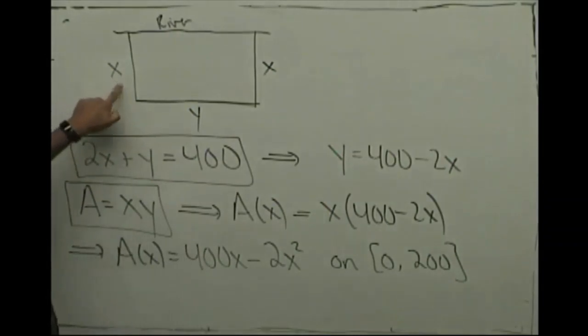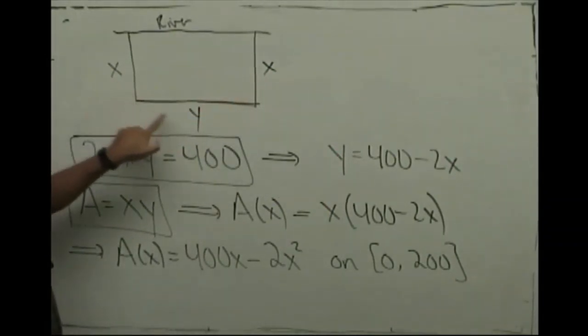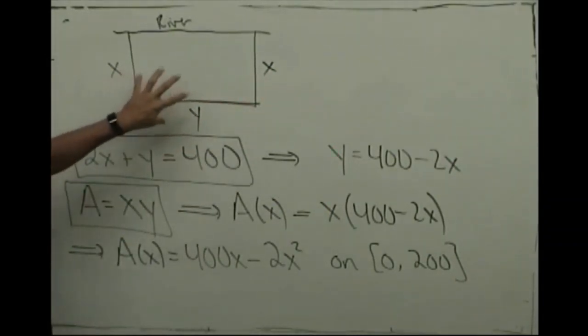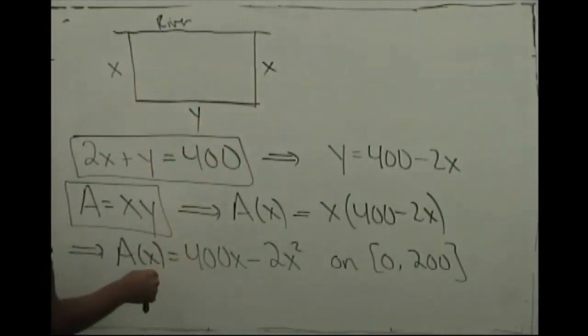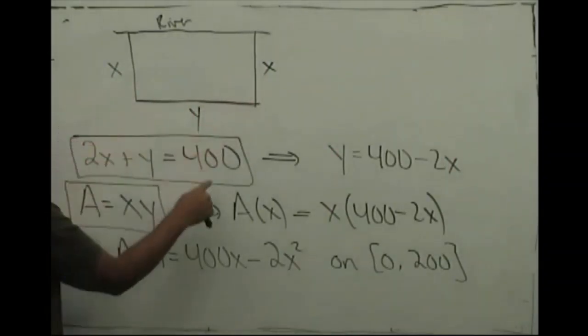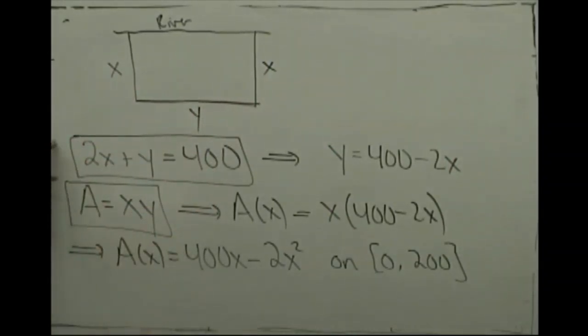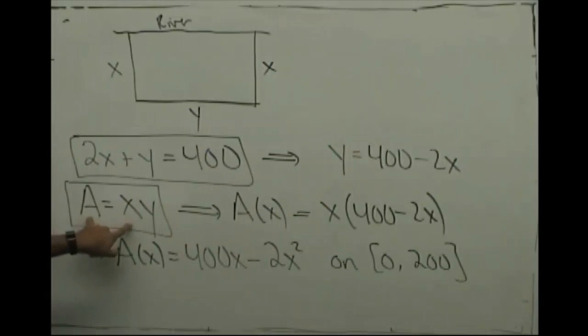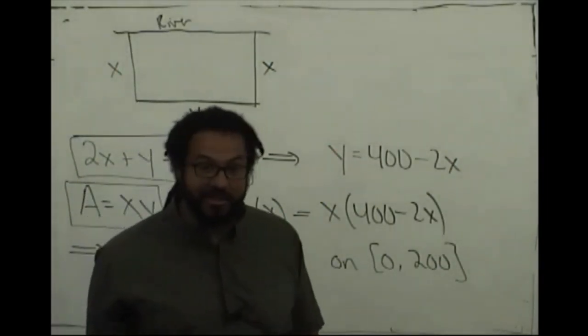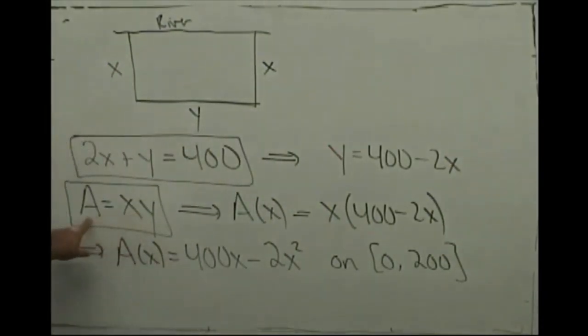What do we know about these three sides? How can we relate these two quantities together? Well, I've got 400 feet of fencing, so 2x plus y is equal to 400. This is our constraint equation. What's the thing that we want to maximize or minimize? We want to maximize area in this case, and area is just x times y. That's the area of this field.